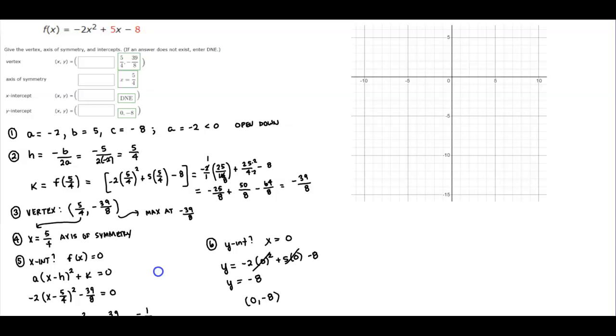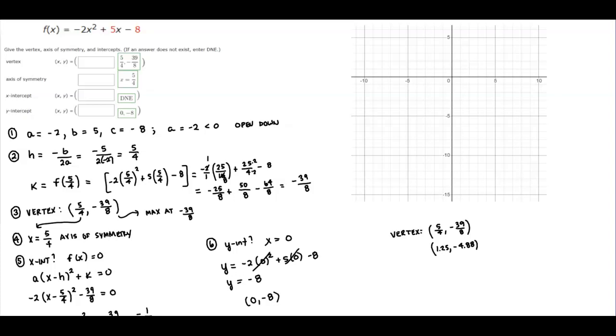Okay, so let's go ahead and graph this. Well, we know where our vertex is. Okay, so let's go ahead and rewrite that in terms of a decimal. So we have 5/4 and negative 39 over 8. Okay, so what does that look like as a decimal? So 5/4 is 1.25, and negative 39 divided by 8 is negative 4.875, or negative 4.88.